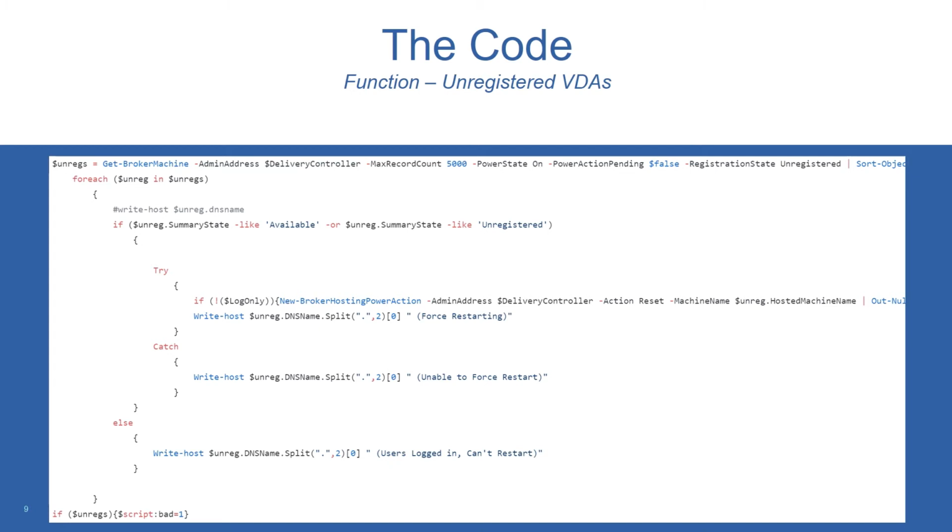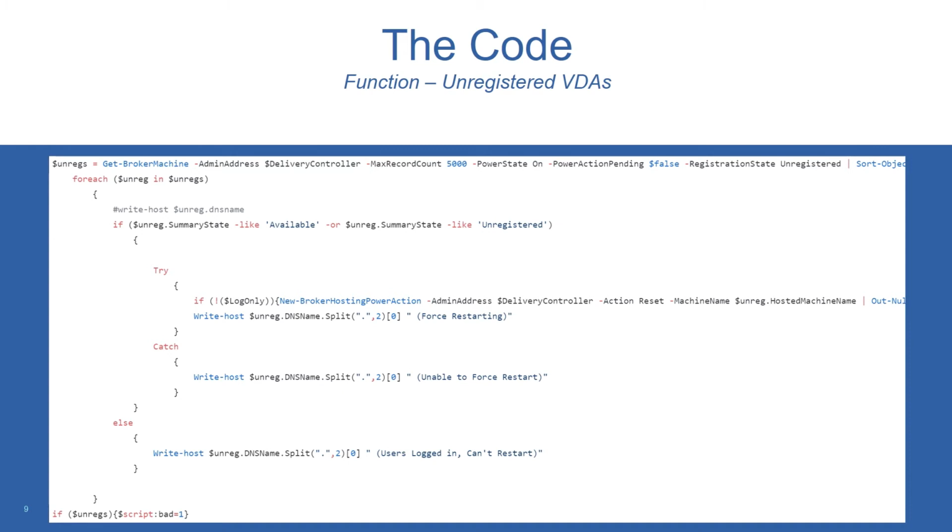So in this case, again, here's the log only. If the log only was specified, it won't take any of the action, but if it wasn't, it will do a broker power action. So we're going to use Studio to do a reset of the machine. You'll have your environment, your Studio, your hosted connection set up to talk to your hypervisor. It will use the Studio mechanisms to do that.